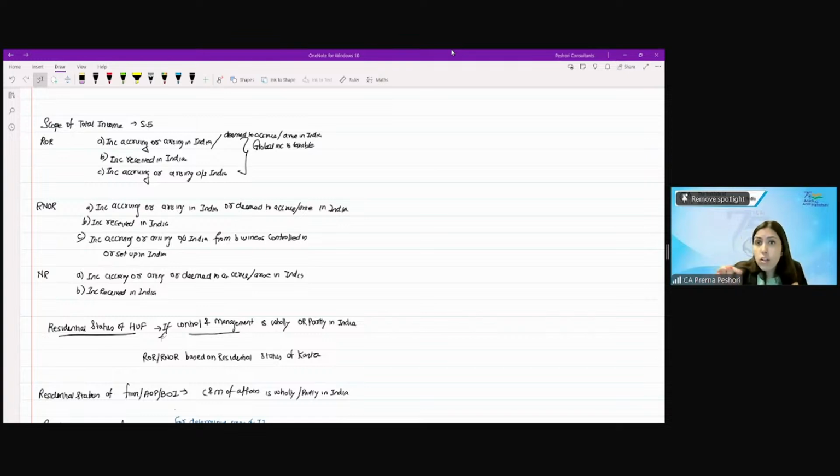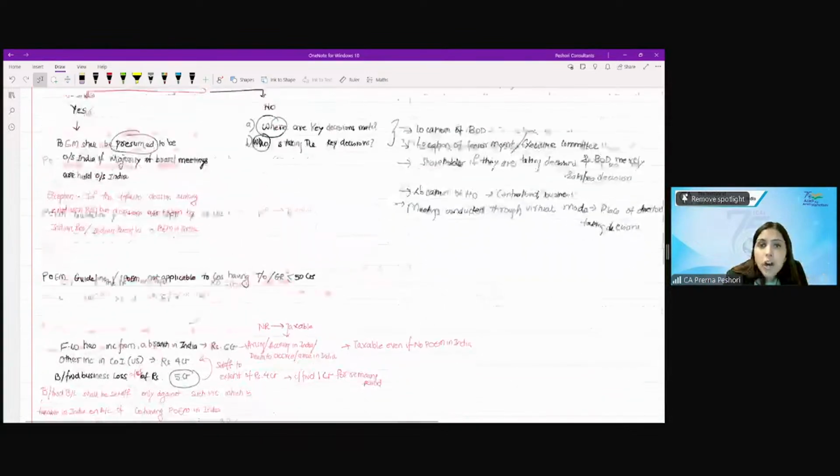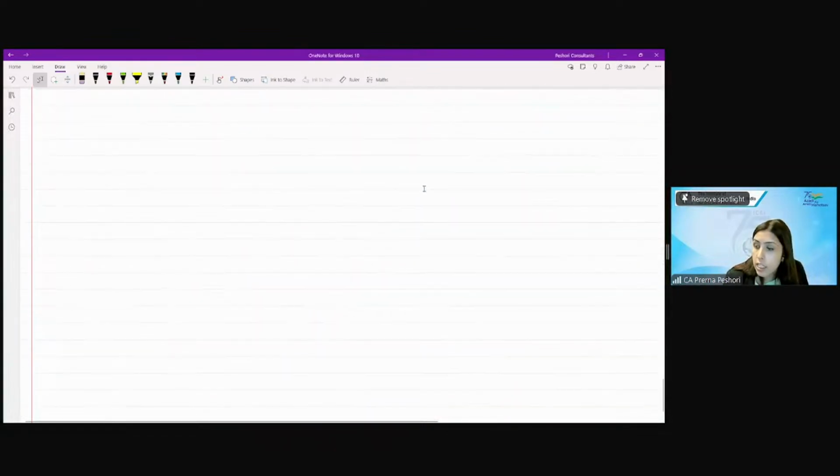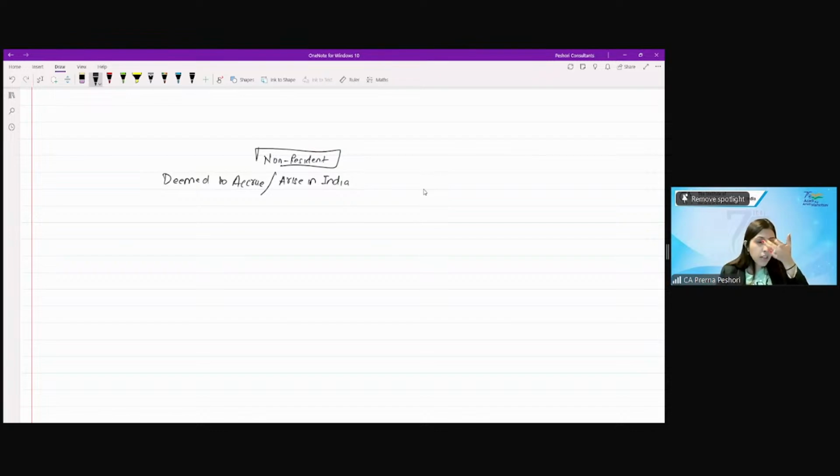So, section 9 of the Income Tax Act talks about the deemed to accrue or arise in India. Now, this is whom we are talking about. We are here talking about a non-resident. For a resident, does it matter whether the income is accruing or arising or deemed to accrue or arise in India? Yes. For a resident, does it matter? For resident, section 9 is relevant or not?